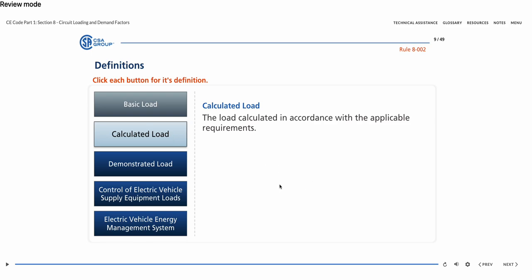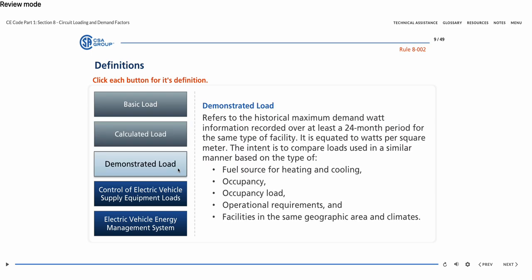Calculated load is the load calculated in accordance with the applicable requirements. Demonstrated load refers to the historical maximum demand watt information recorded over at least a 24-month period for the same type of facility. It is equated to watts per square meter. The intent is to compare loads used in similar manner based on the type of fuel source for heating and cooling, occupancy, occupancy load, operational requirements, and facilities in the same geographic area and climates.